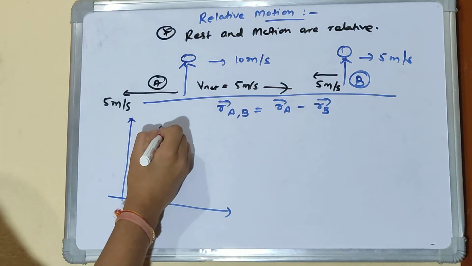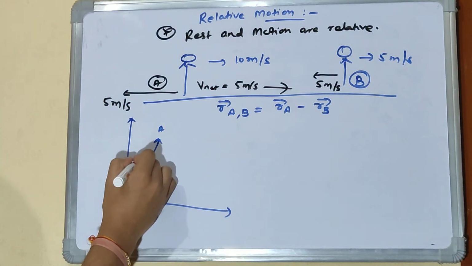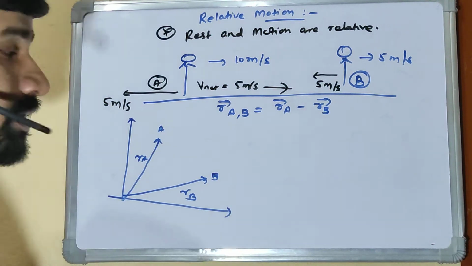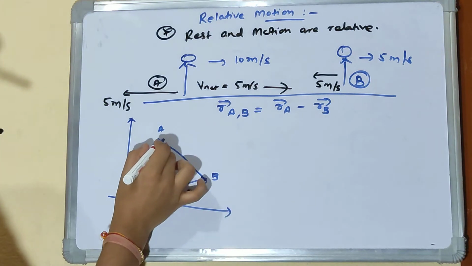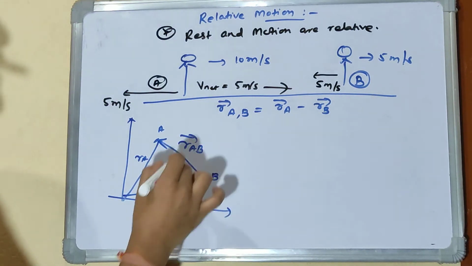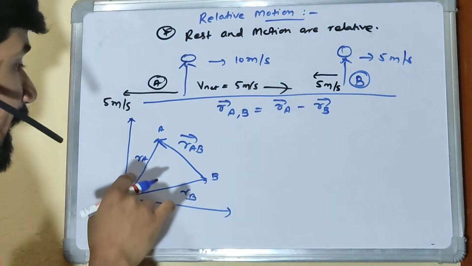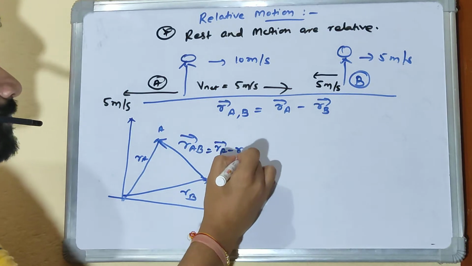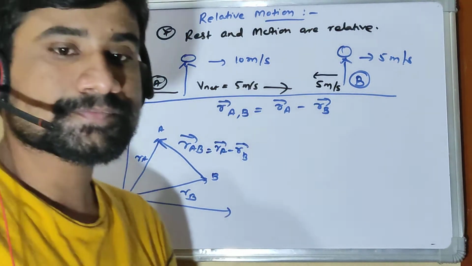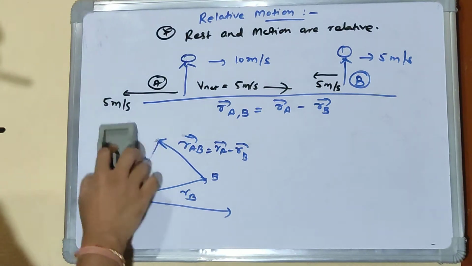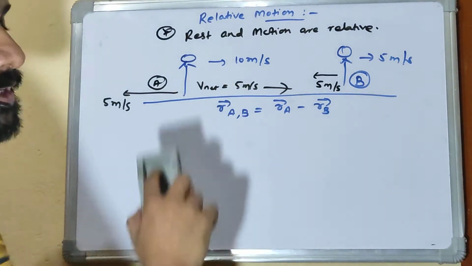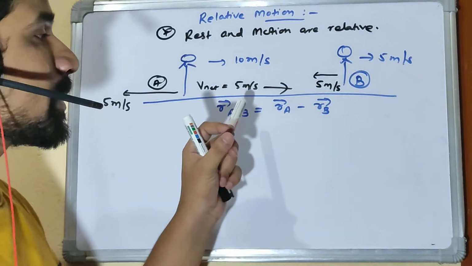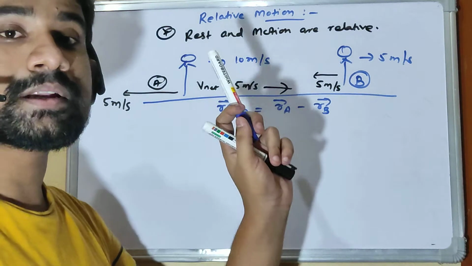So this is point A with position vector RA. This is point B with position vector RB, right? Now this vector is RAB, which is the position vector of A with respect to B, and by the triangle law, you can easily say that this is nothing but RA minus RB, right? So from this, the position vector of A with respect to B is given by position vector of A minus position vector of B.